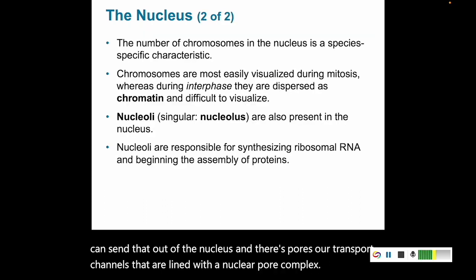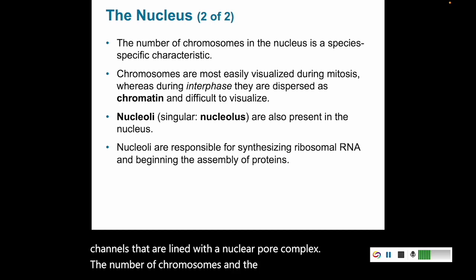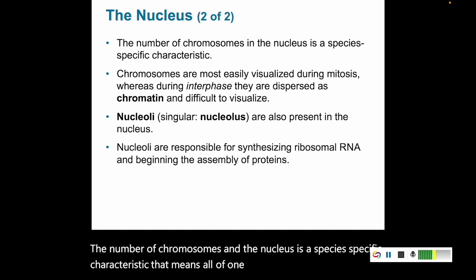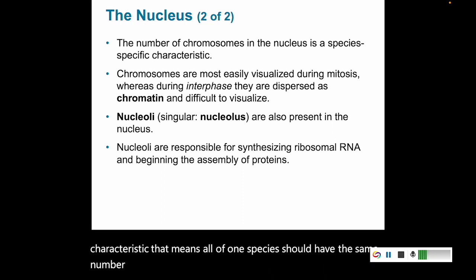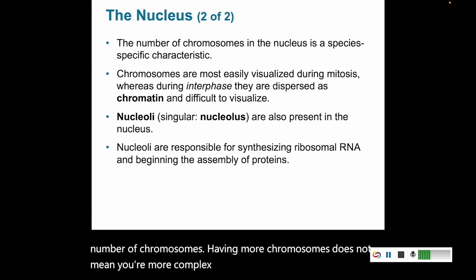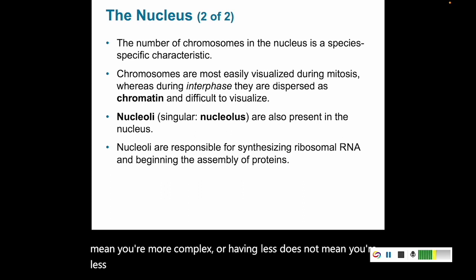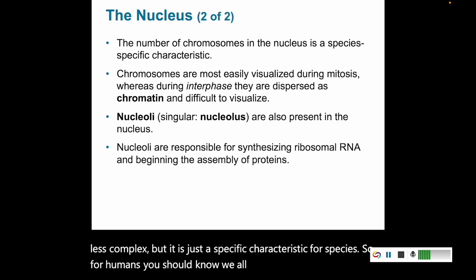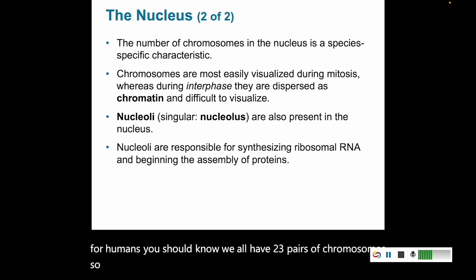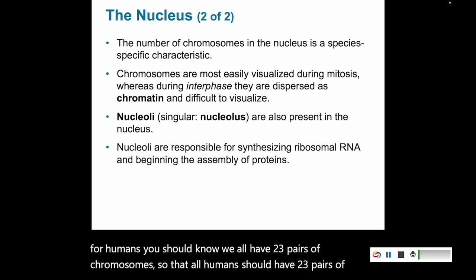The number of chromosomes in the nucleus is a species-specific characteristic. That means all of one species should have the same number of chromosomes. Having more chromosomes does not mean you're more complex, or having less does not mean you're less complex. It is just a specific characteristic for species. So for humans, you should know we all have 23 pairs of chromosomes. All humans should have 23 pairs of chromosomes.